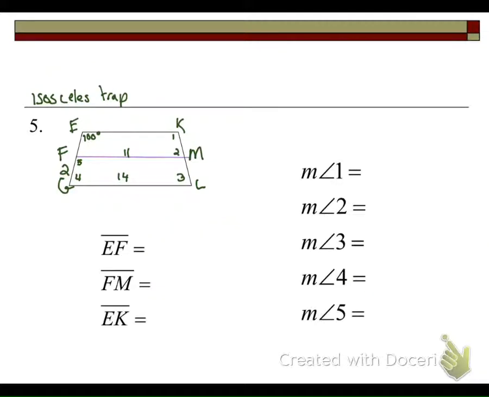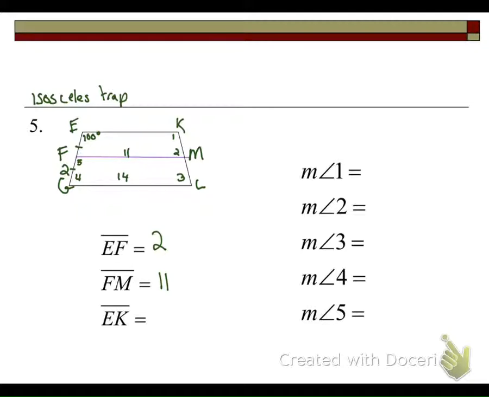So we see that we have another isosceles trapezoid, and if we know that FG is 2, that means that EF has to be 2 because we have the median, and so that midpoint of this is F, so we have to have that as 2. We also want to find FM. Well, that's given in our problem. What is FM? 11. And then we want to find EK. EK is that top side.